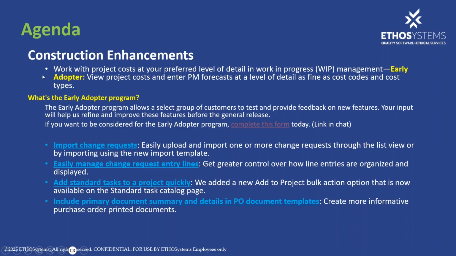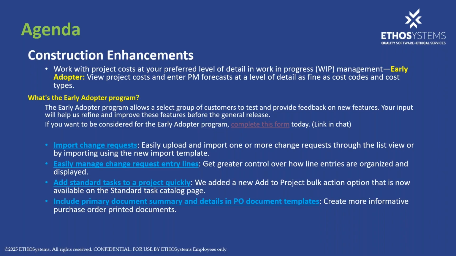The WIP management has now been enhanced to give you visibility into the line level detail as fine as the cost code and the cost types. That's a really big one that has been requested multiple times by everybody in the community to Sage Intacct. So now we will be able to view those project costs and enter those PM forecasts at a level of detail as fine as that cost code and cost type, but it is on early adopter.